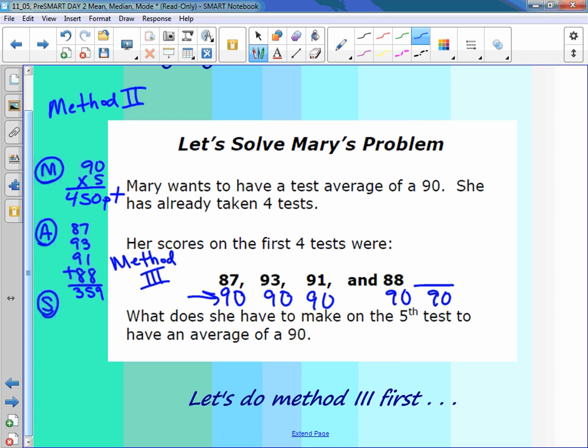Now remember, we've got one more test to take, a chance to get more points. So we need 450 points to have an average of 90, and we've earned 359 points. Let's subtract. If I had a 91 on this last test, I could have an average of 90, or Mary could. So that is averaging through leveling. It's when I give you the average, but you're missing one of your numbers in the data set, and you're trying to figure out the missing data.